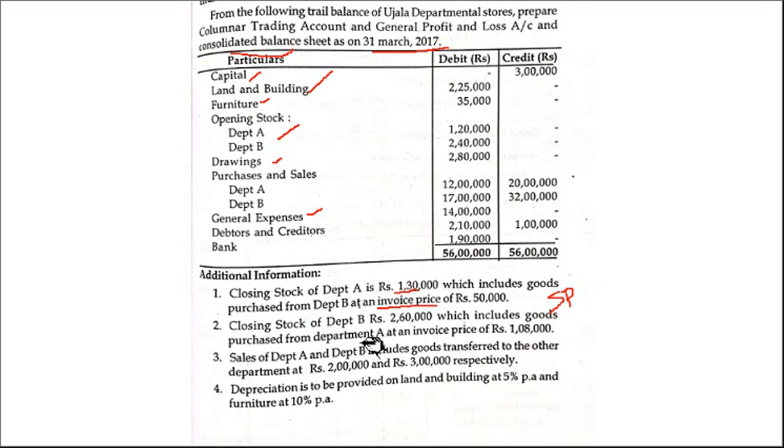Here, closing stock of B department is 2,60,000, which includes goods purchased from department A at an invoice price. This is also at invoice price of rupees 1,08,000. So for closing stock of B, we also have to calculate stock reserve. Then sales of department A and B include goods transferred to other department at rupees 2 lakh and rupees 3 lakh respectively. That is just a mere information. Then depreciation on land and building 5%, furniture 10%.